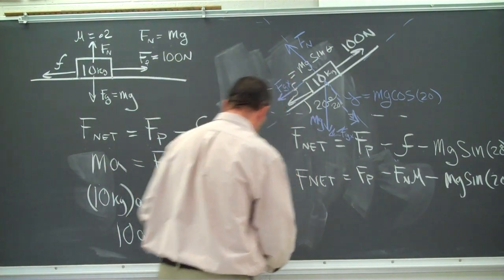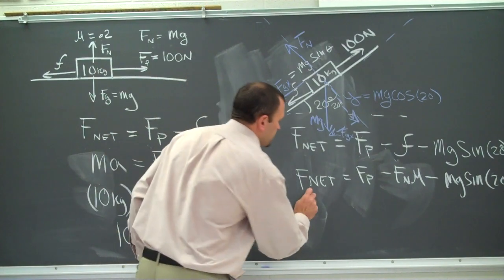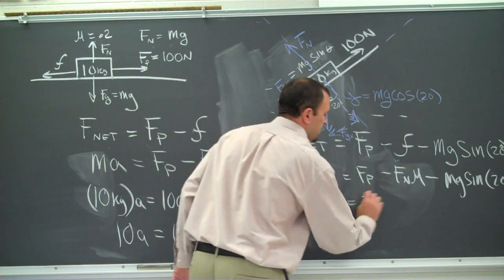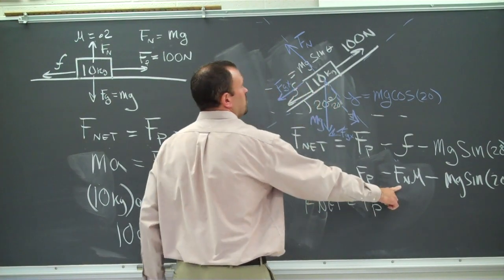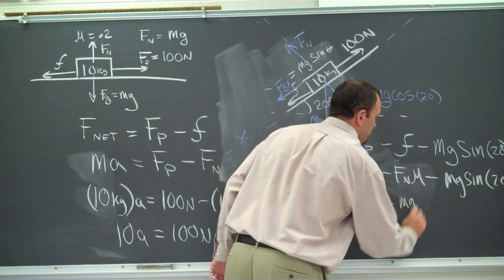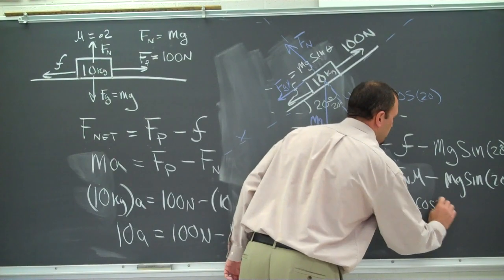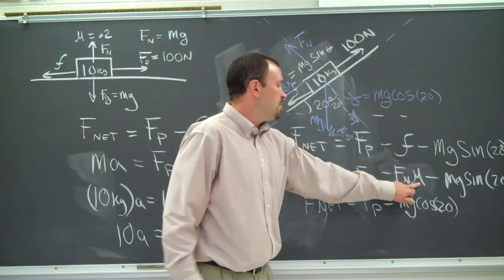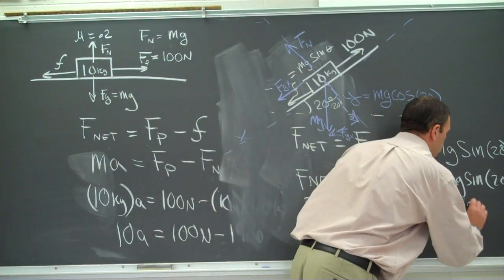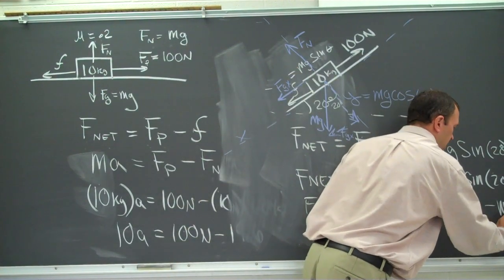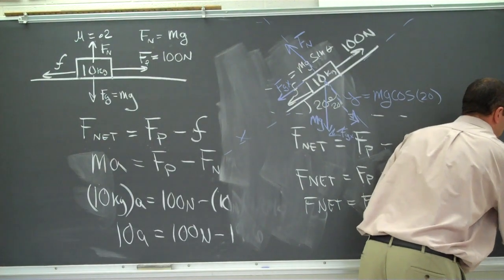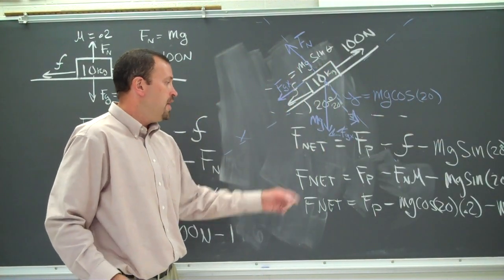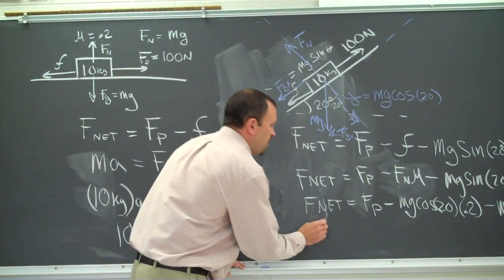So my normal force here, F net, is going to be my Fp minus my normal force. My normal force becomes mg cosine 20 degrees. Don't forget to substitute in still little mu times 0.2. And then I'm subtracting out mg sine theta. Okay, so this would be the equation for my net force on this object.